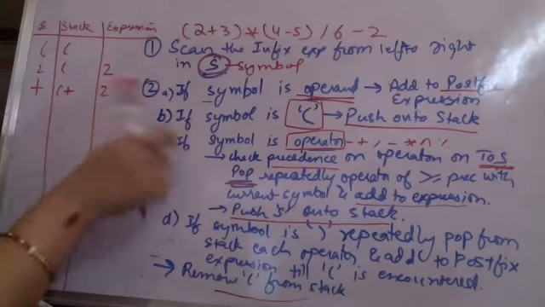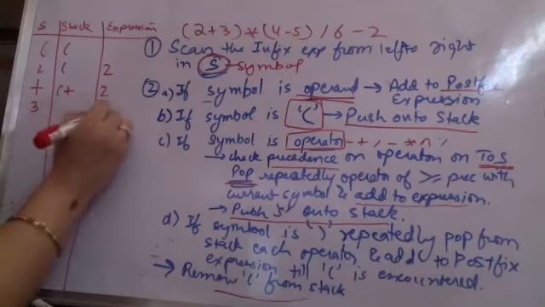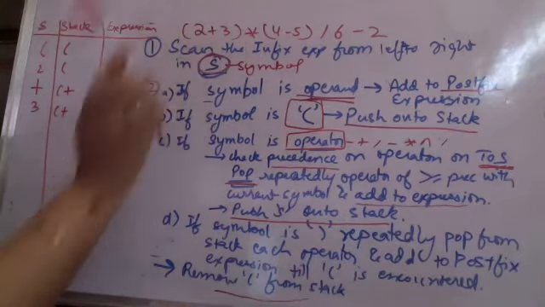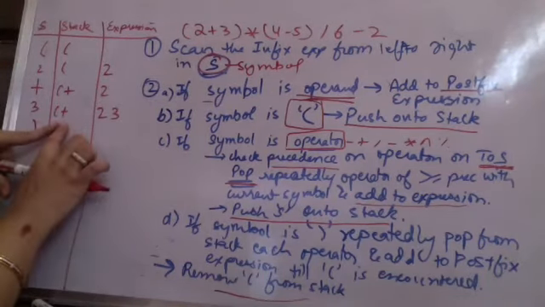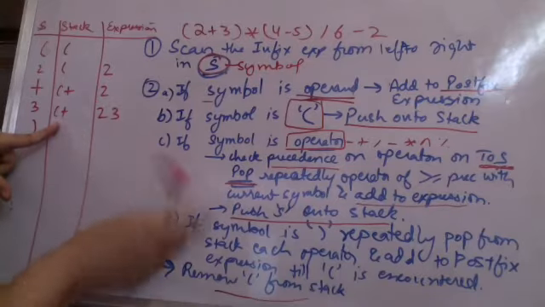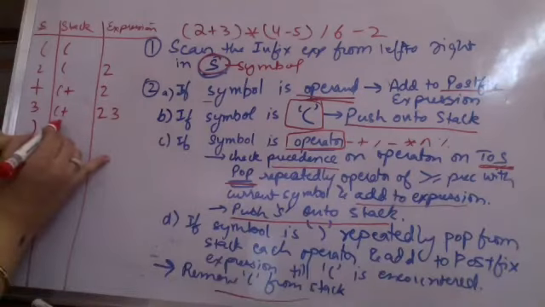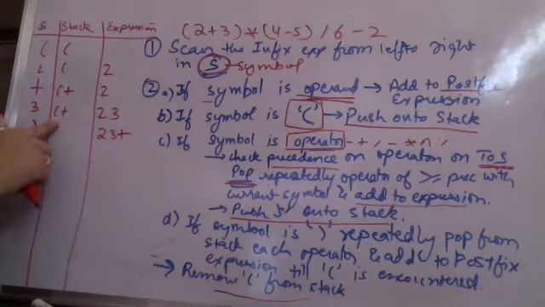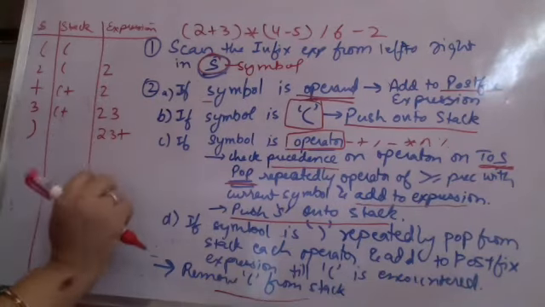The expression is 2. The next symbol is 3, an operand, added to the expression. Next symbol is a closing parenthesis. When you encounter a closing parenthesis, you have to pop from the stack and add to the expression. So you pop the plus from the stack and add it to the expression till you encounter an opening parenthesis. The opening parenthesis came, we removed it too, and now the stack is empty. This is the current expression.